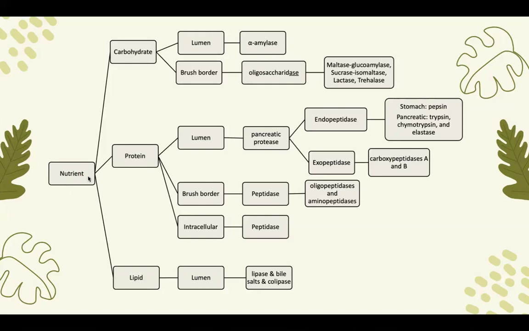So nutrients, again, as we said, carbohydrates, proteins, lipids, okay? And as we said, they can be digested in different parts. So carbohydrates, for example, are digested at the lumen as well as the brush border, okay? Proteins are digested in the lumen, brush border, and intracellularly inside the enterocytes. Lipids are only digested in the lumen, okay? So again, all of them will be digested in the lumen, okay? And we have different enzymes for different locations and for the different nutrients. And we'll see these throughout the lecture now.